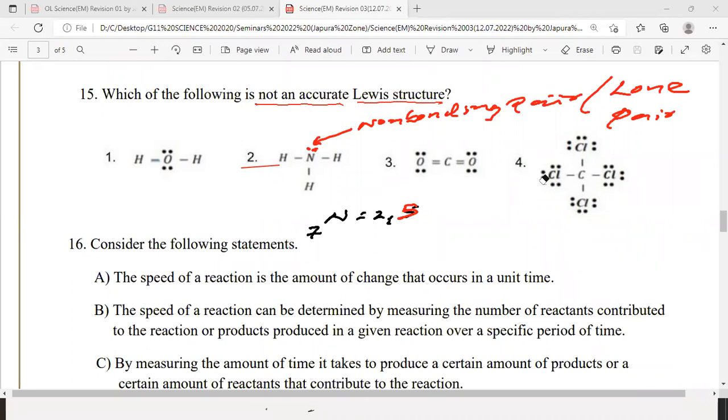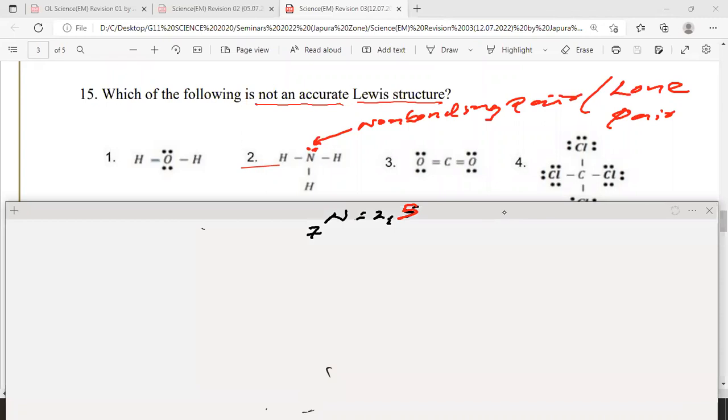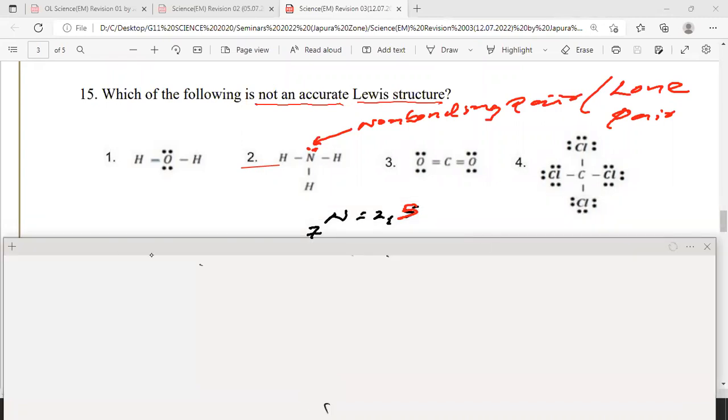Lewis is the name of the scientist who introduced this Lewis theory. Actually, that is not a perfect theory. There are some drawbacks of this theory. Some molecules, you can't draw the Lewis structure. Okay, these are the conditions.